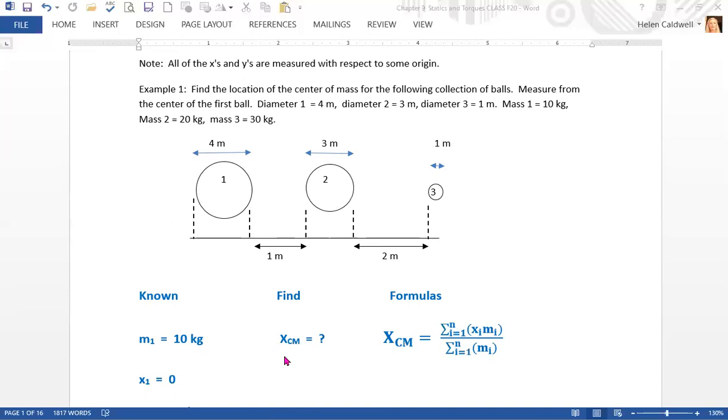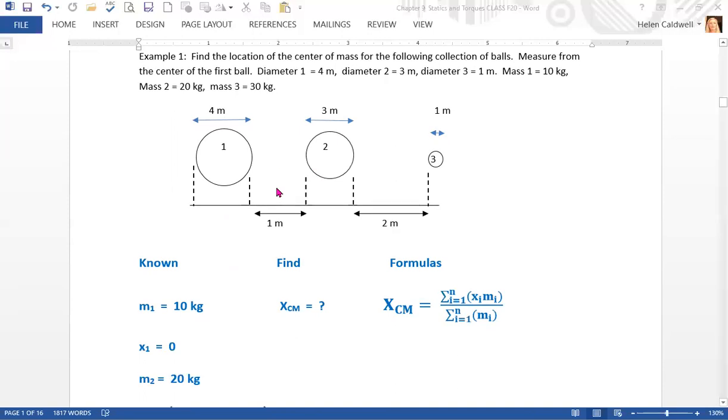We're looking for the x-coordinate for the center of mass, and we have this big formula that I said I'd give you. We know the mass for number 2, it's 20 kilograms. But now we need to know how far number 2 is from the middle of number 1. So we're going to add it up from the middle of number 1 to the edge. From the middle of number 1 to the edge is how far? Well, it would be halfway of all the way across, so 2 meters.